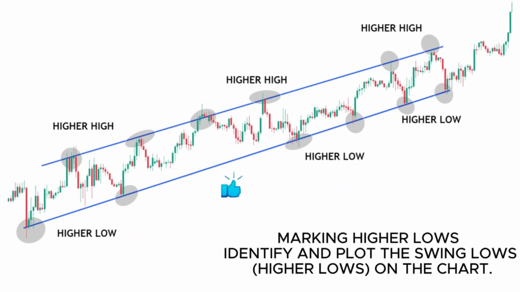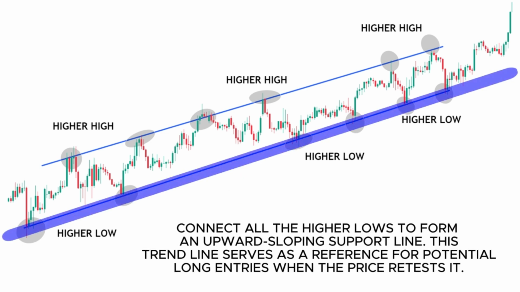Identifying uptrends with trend lines. 1. Marking higher lows. Identify and plot the swing lows, higher lows, on the chart. 2. Drawing the trend line. Connect all the higher lows to form an upward sloping support line. This trend line serves as a reference for potential long entries when the price retests it.